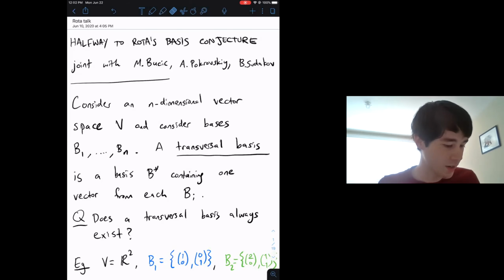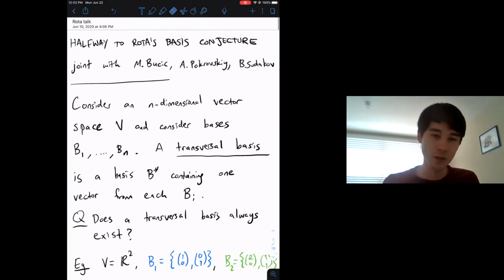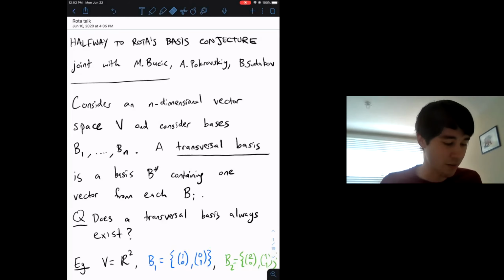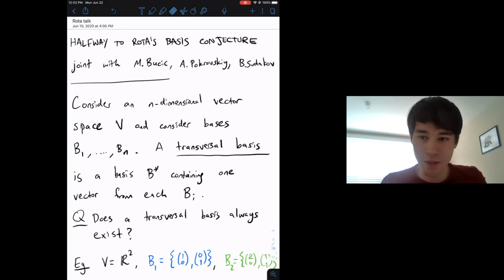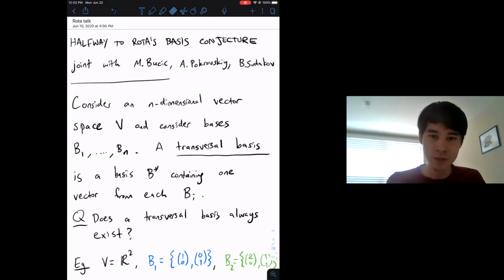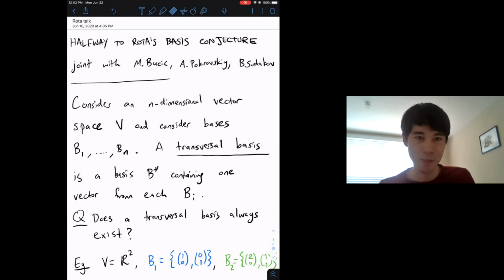Okay, so let me introduce the setting as follows. I have an n-dimensional vector space V over any field, and I have a sequence of n bases B1 through Bn. So these are n bases, not n vectors. So in total, I have n squared vectors. Every basis in an n-dimensional vector space has n vectors. And then I define a transversal basis to be a basis which contains exactly one vector from each of my identified bases. So that's a definition I can make.